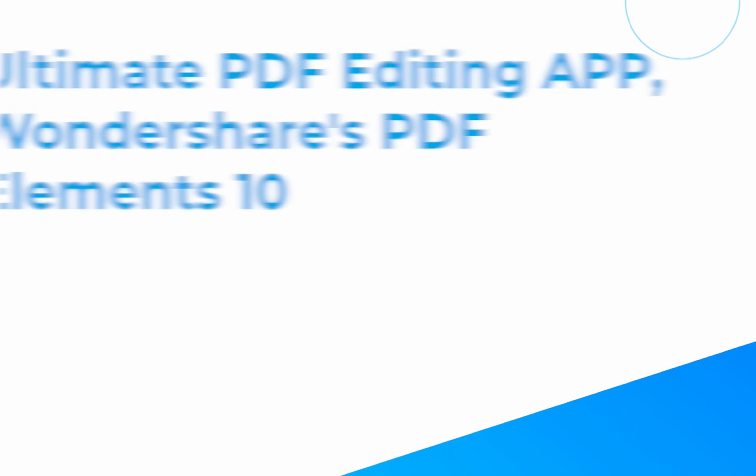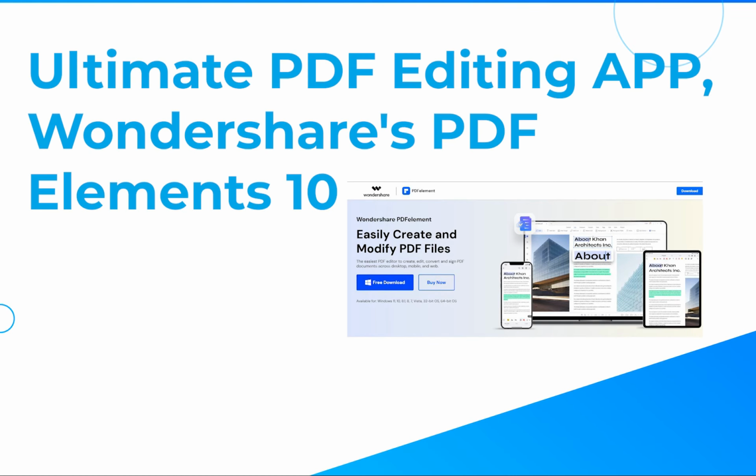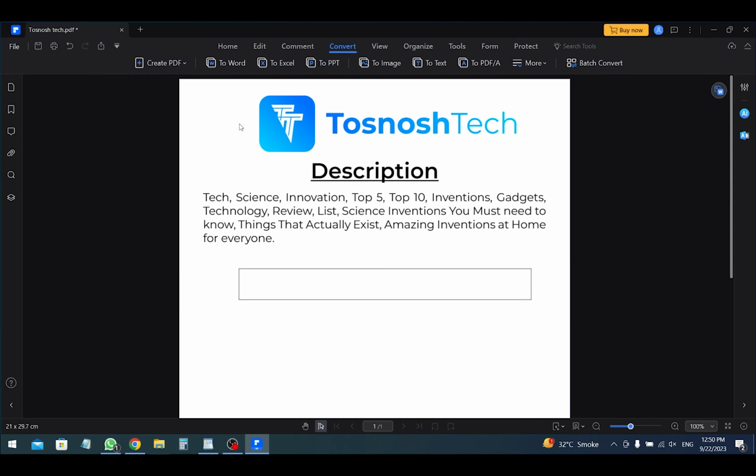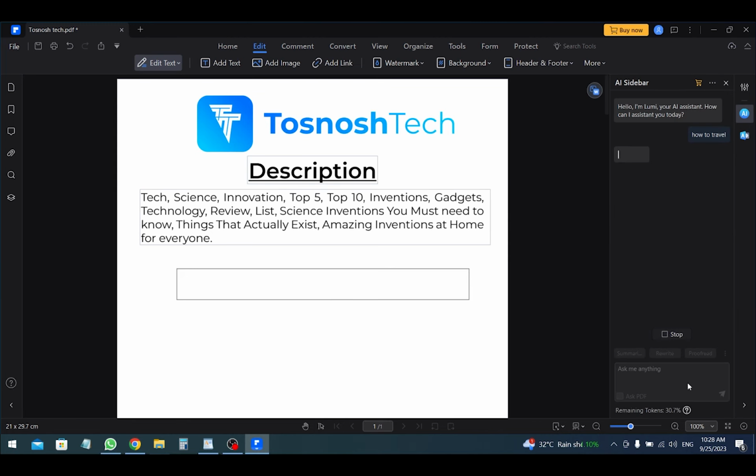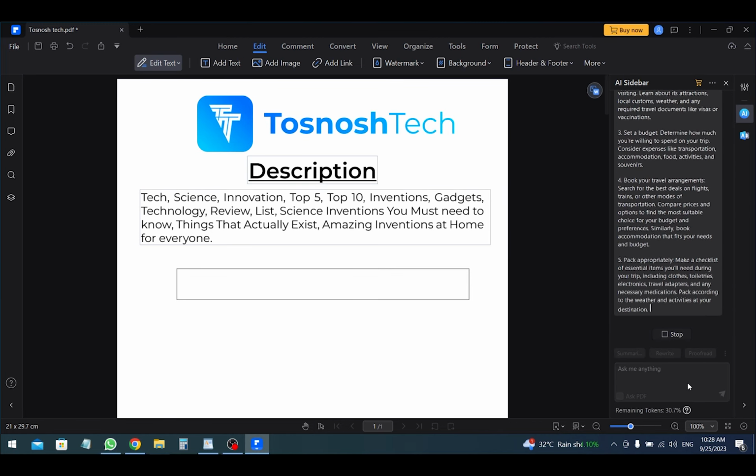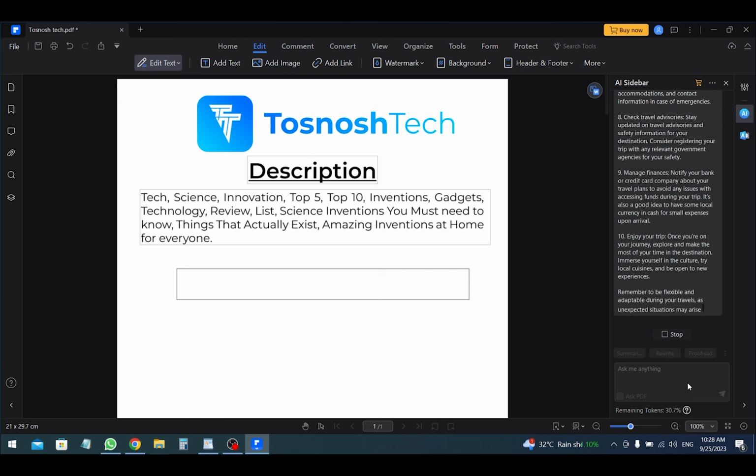Hi, in today's video we are going to look at the ultimate PDF editing app, Wondershare PDF Elements 10. With it you can edit PDFs, convert your PDF to different file formats like Microsoft Word, and you could even use the magic of AI to summarize your entire PDF. So let's get started.